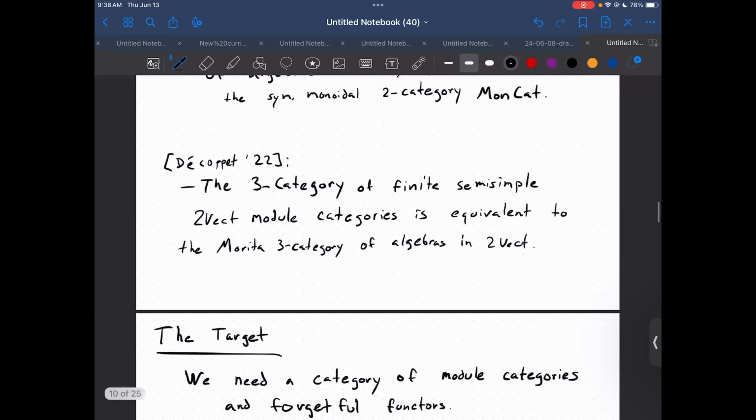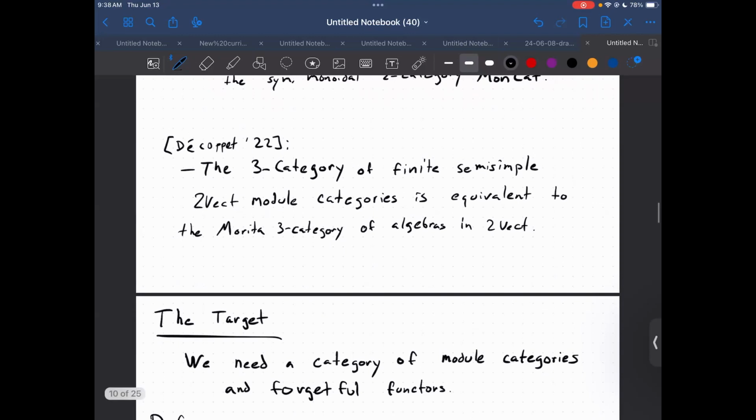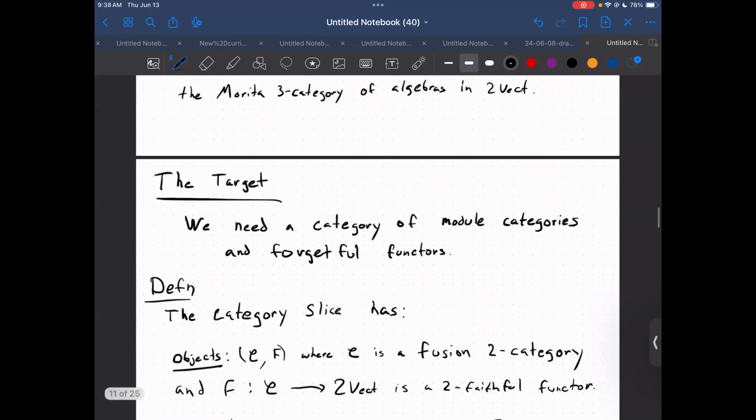Okay. So if we want to do Tannaka-Krein reconstruction, and we want to do it naturally, we need to figure out what a category of module categories and forgetful functors looks like. And so I'm going to go through the axiomatization of this because I want to talk about what happens at the top level. And in order for me to convincingly talk about what happens at the top level, I do have to show you what's going on at the level beneath.